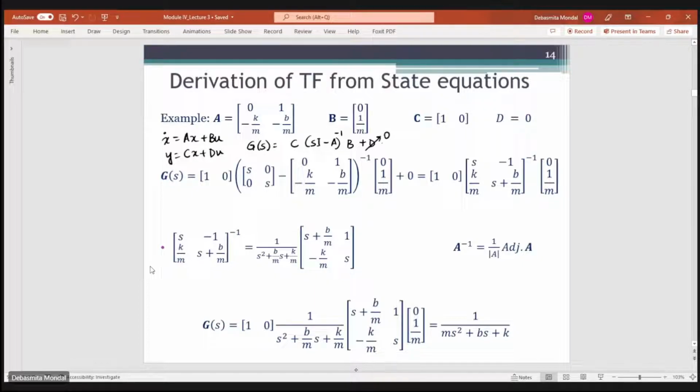Next you have to do the matrix multiplication of these two matrices. Since this term is a scalar, it doesn't have any matrix involved in it, so we can simply take it to the front. Once you have multiplied these two matrices, you multiply the resultant with the other matrix, and finally you will end up with this equation. This is the transfer function of the system whose state equations are given. So if you are given the state equations, using the formula we have just derived, we can find the corresponding transfer function for the system.